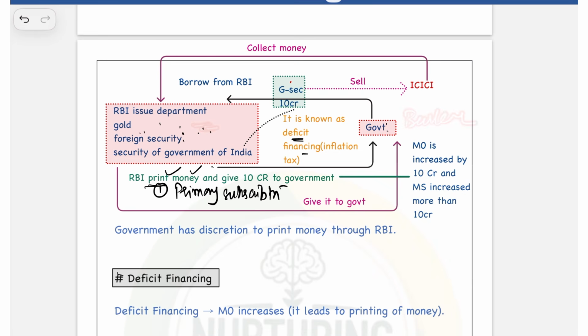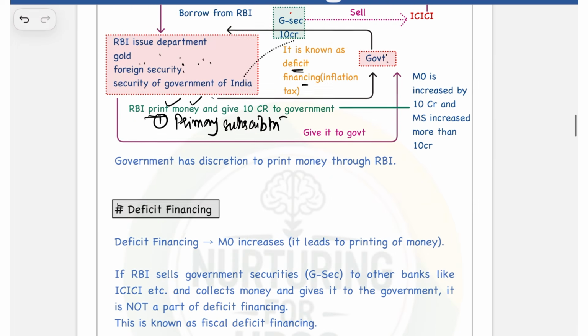What will the RBI do? RBI, rather than giving money directly to the government, would ask the government to give it rupees 10 crore bonds. And here, instead of printing money directly, government would actually sell and auction those bonds to ICICI or other banks, or let's say, to you and me via the RBI Retail Direct portal. And the 10 crore money collected from the auction of those bonds would actually be given to the government. So this is actually called fiscal deficit financing.